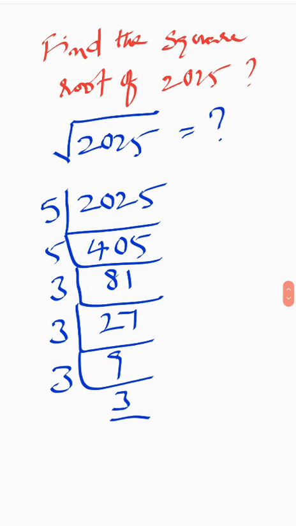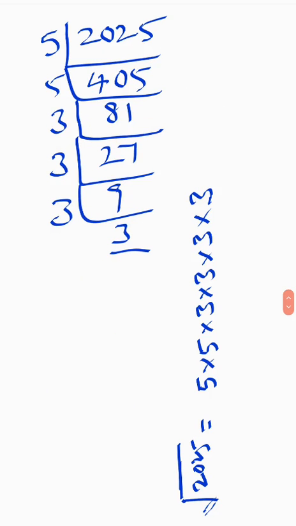So after completion of the prime factorization, just write the prime factors like this. 2025 under root is equal to 5 into 5 into, here 2 fives are there, and how many 3s are there? 4 threes are there. So in this way you have to write it under root.